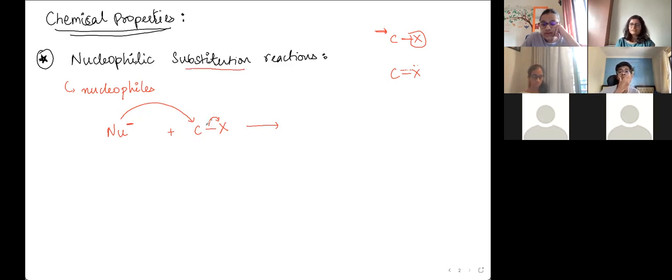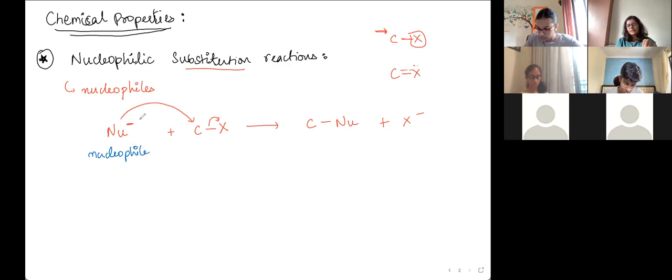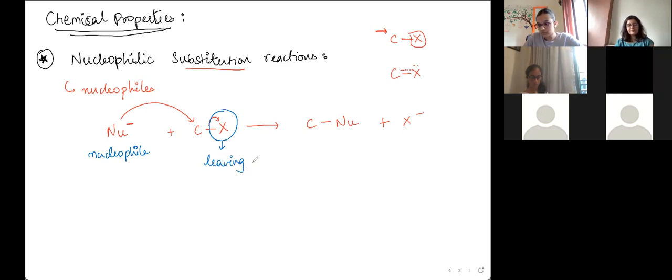The nucleophile is electron rich or deficient? Electron rich. It is attracted to electron deficient stuff. So you end up having a new compound, the nucleophile takes the place of the halogen, and X minus goes away. There are some terms. Nu is the nucleophile, which is attacking the compound. It takes the place of the halogen, kicking it out. So the halogen is called a leaving group because it leaves the compound. Pretty self-explanatory.